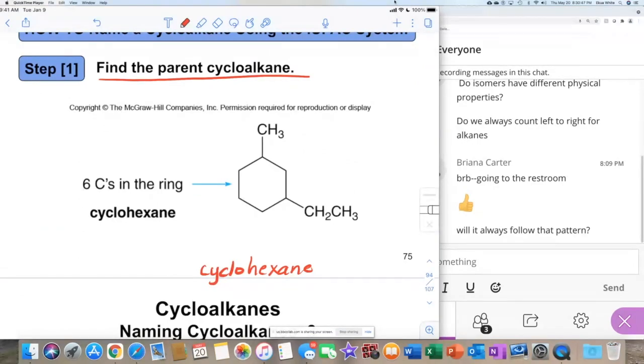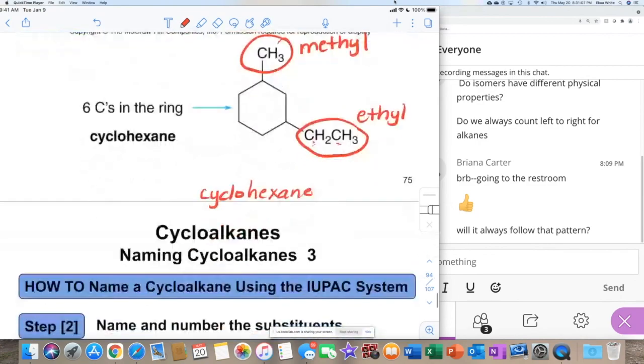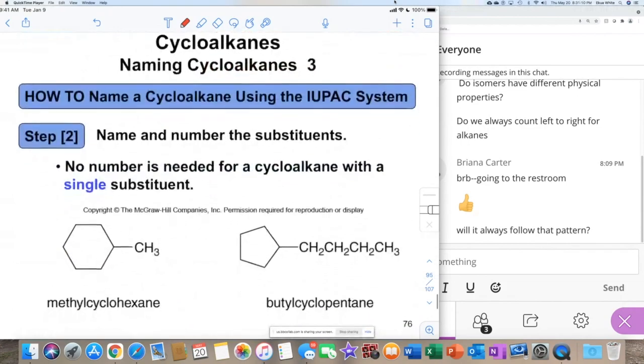Cyclohexane. Okay, so now these are going to be your side groups. Of course, remember this is methyl, right? We recognize that. Methyl. And this with 2 carbons, ethyl. The more you work on this by chapter, let's see, this is chapter 10. By chapter 12, these are very familiar because they'll be the same side groups all the time, all the way to the end. Then it says number, name and number the substituents. No number is needed for a cycloalkane with a single substituent.